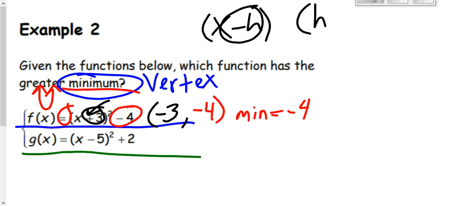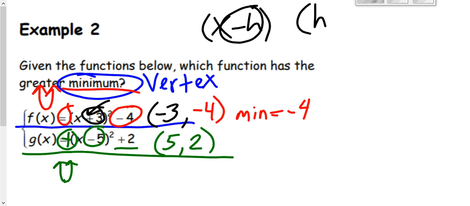So now let's go look at g of x. What is the vertex for g of x? Remember, lies, then tells the truth. So that -5 becomes a +5, but the 2 is telling the truth, and it stays a +2. Again, we know that this opens up because this is positive out here in front, so it's going to open up, which means my vertex is at the bottom, which means this is a minimum. And what is the value of the minimum? It's 2.